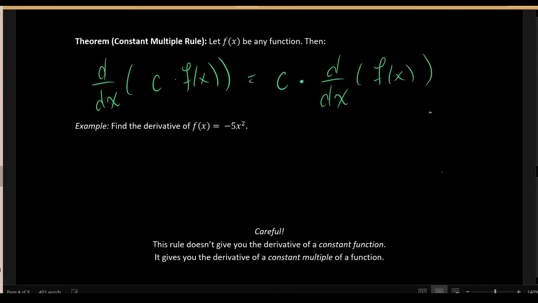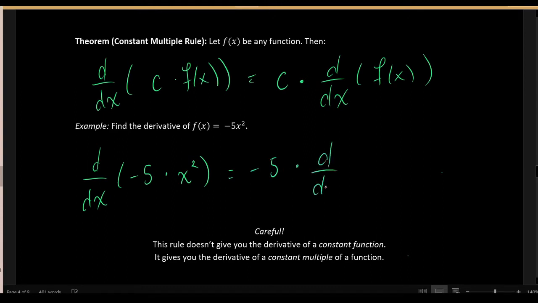So let me show you what I mean here. I want to find the derivative of f of x equals negative 5 times x squared. So I'm trying to find the derivative of a number times x squared. The constant multiple rule says take that minus 5 and set it aside for a second. Worry about it later.